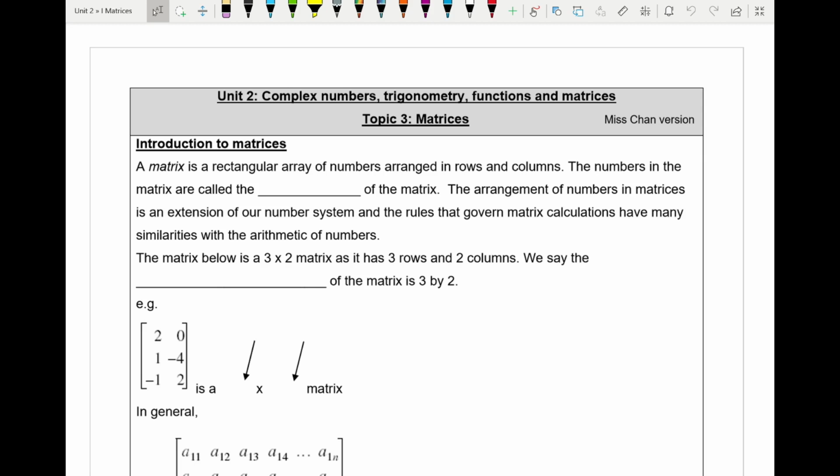In this video, we're starting by looking at matrices. So, introduction to matrices: what are they, what do we use them for, how can they help us? A matrix is a rectangular array of numbers arranged in rows and columns. The numbers in the matrix are called the elements of the matrix.